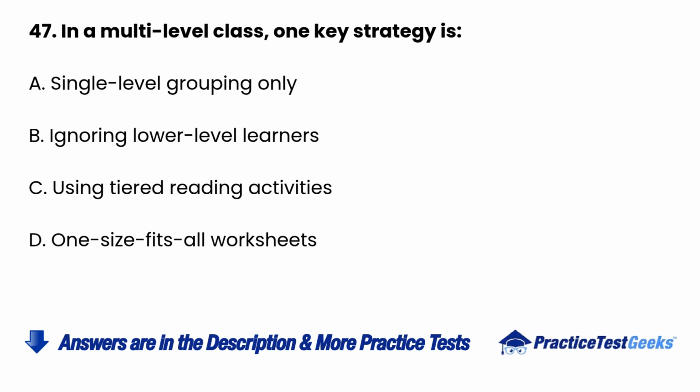47. In a multi-level class, one key strategy is A. Single-level grouping only. B. Ignoring lower-level learners. C. Using tiered reading activities. D. One-size-fits-all worksheets.